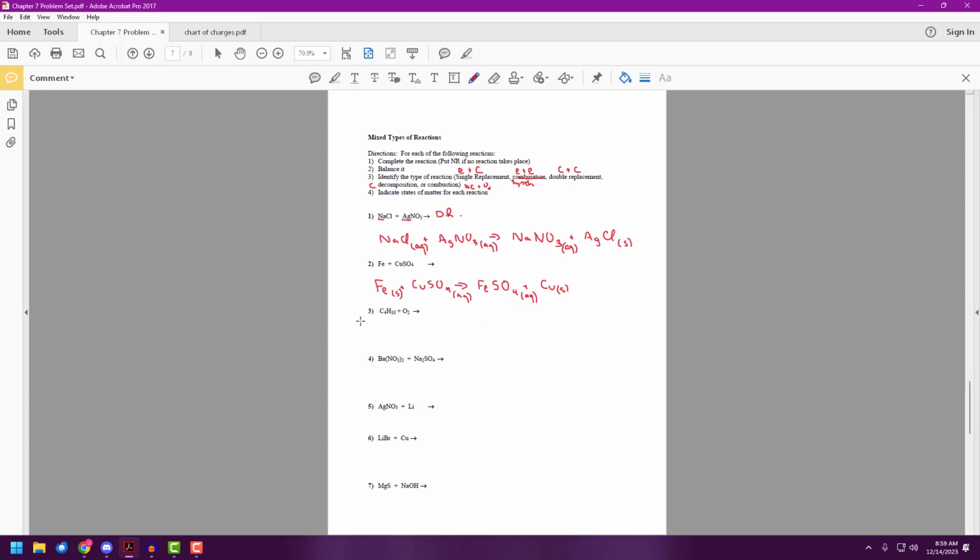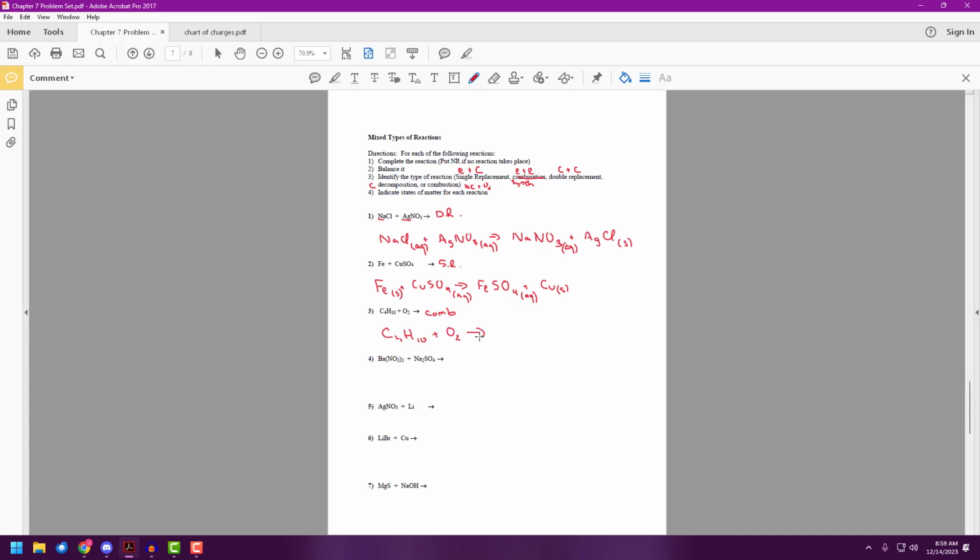For number 3, if we take a check, we have C4H10. The compound contains hydrogen and carbon, therefore it's a hydrocarbon. We're reacting with oxygen. That makes this a combustion reaction. So just to put up here, this is single replacement. This is combustion. So combustion reaction, C4H10 plus O2 will yield.